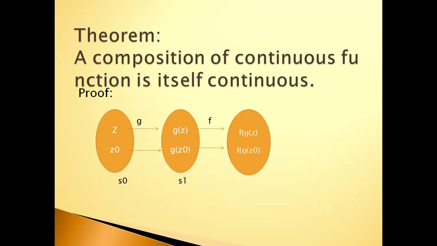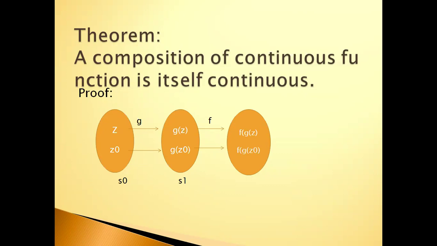So, composition of continuous functions. Composition means the product of two functions, that is f dot g. Composition means dot product of two functions f and g. The given condition is that the two functions are continuous. So taking the composition of two continuous functions, the product of those functions is also continuous. So this is the theorem.